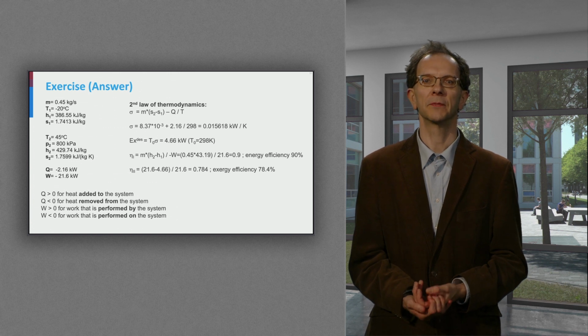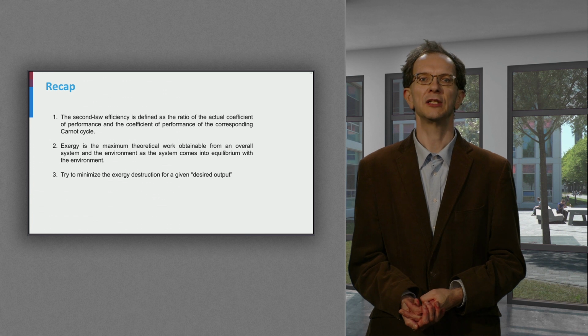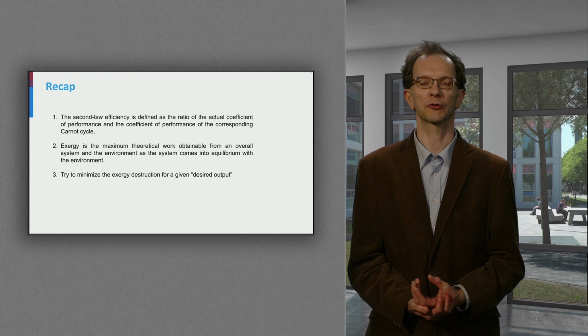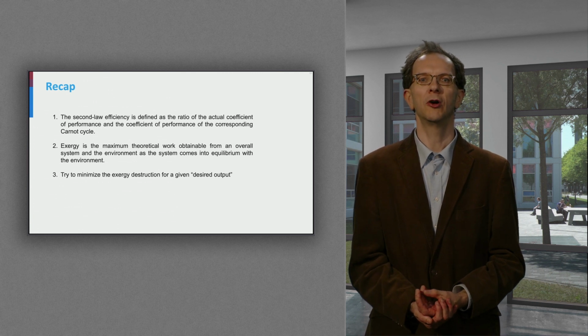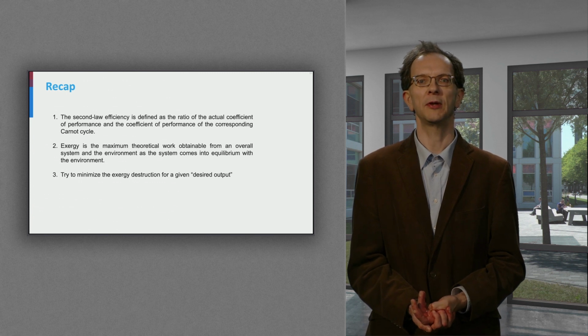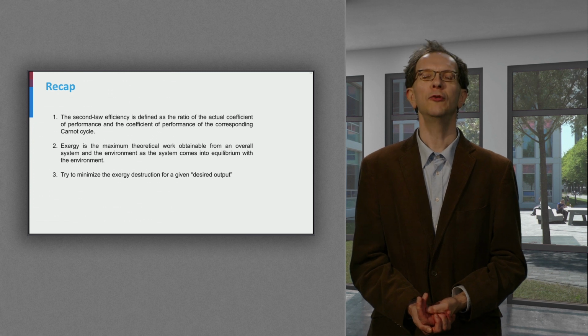To summarize our learnings, the second law efficiency is defined as the ratio of the actual coefficient of performance and the coefficient of performance of the corresponding Carnot cycle. Exergy is the maximum theoretical work obtainable from an overall system and the environment as the system comes into equilibrium with the environment. Thank you for your attention.